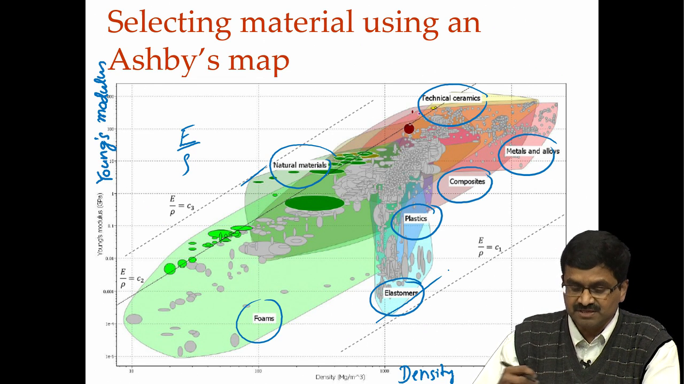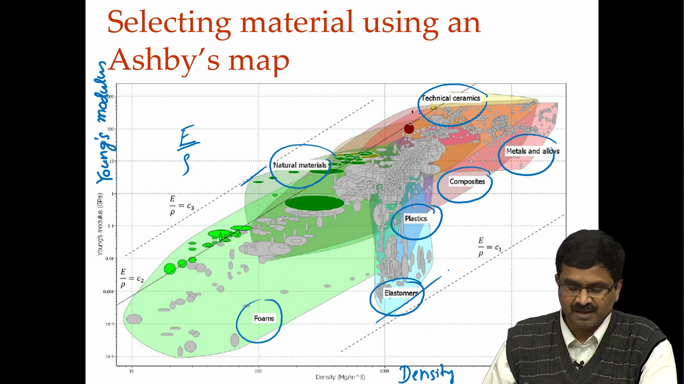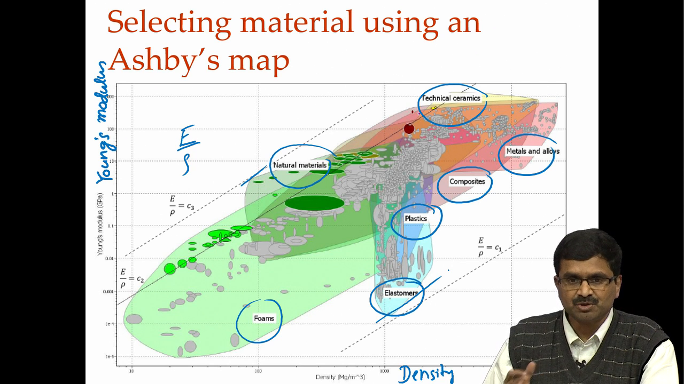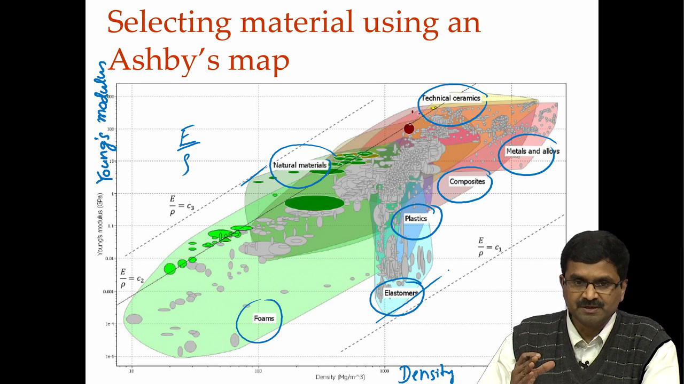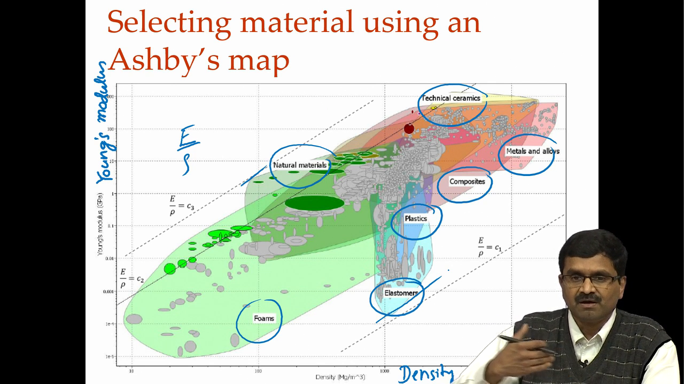So, based on the extreme values you can choose materials, but the idea is properties can be shown on a map, so that materials can be compared with one another, and the best material, either the best extreme or worst extreme.